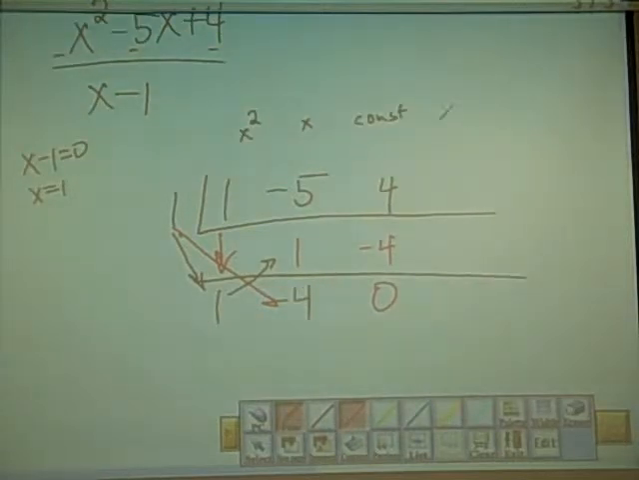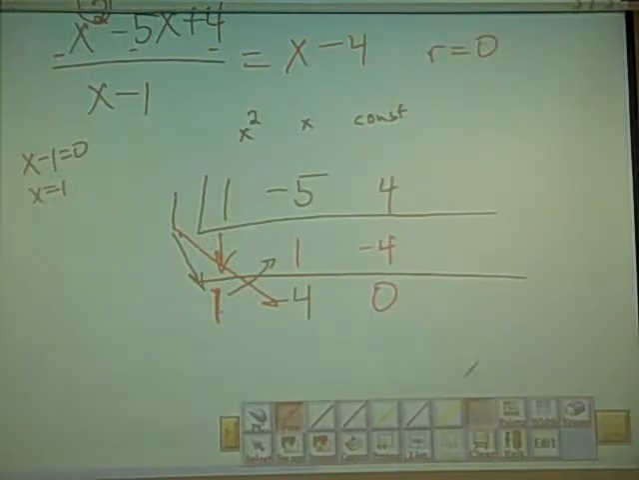So we can say that our quotient for this division problem is going to be, we look at what we have for our quotient and we go 1 lower than what our exponent is. So our leading exponent is going to be just x to the first, because this is a 1 here, and then minus 4. And our remainder is 0. And that's our answer. Okay. Let's try a different problem.